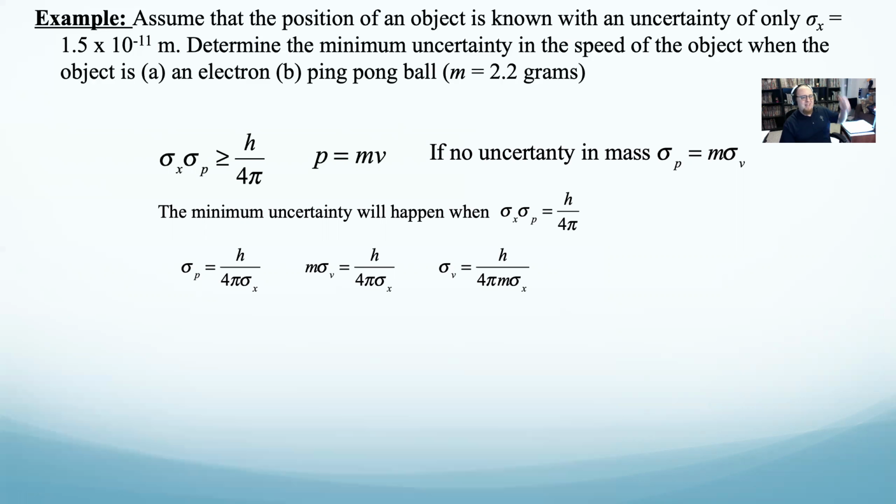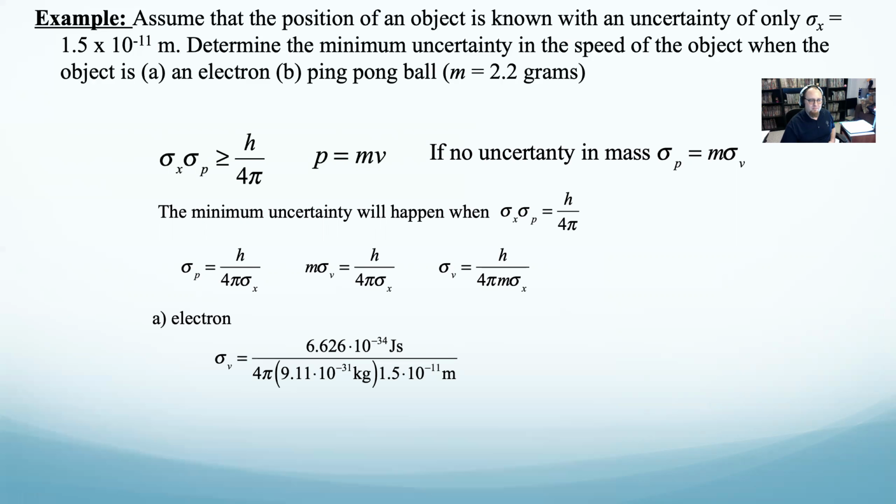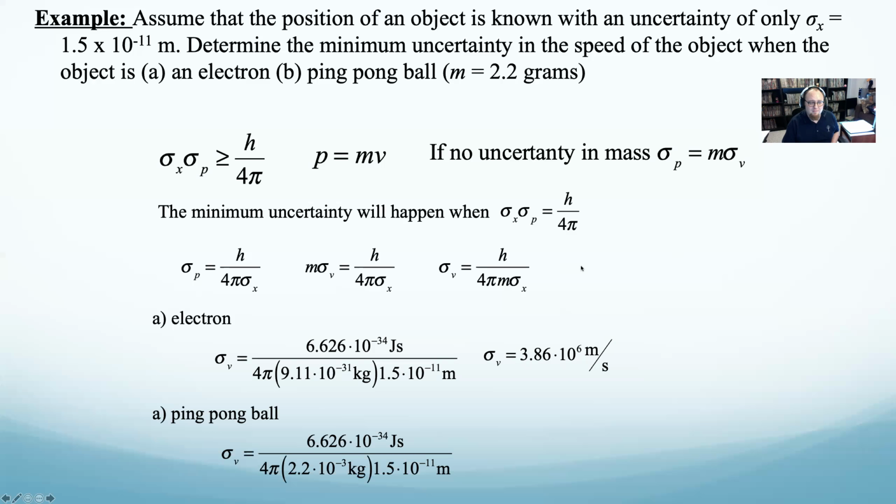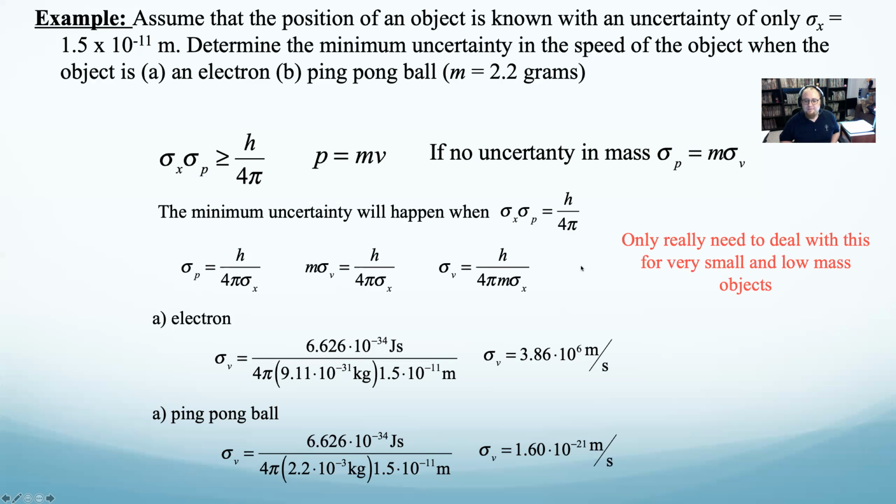For an electron, if you have that tiny uncertainty in position, your uncertainty in velocity is 3.86 times 10 to the 6 meters per second. That's not what the velocity is. That's the wiggle room. That's a huge uncertainty. Basically, if you know where an electron is, you have no idea how fast it's going. Now, for a ping pong ball, which has a much larger mass, it's a tiny number. And that's why we don't normally deal with this. It only comes into play for very, very small objects.